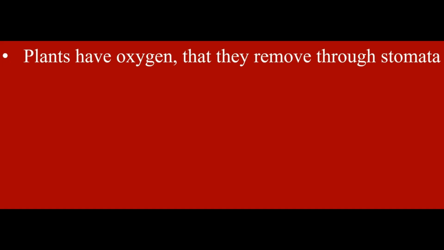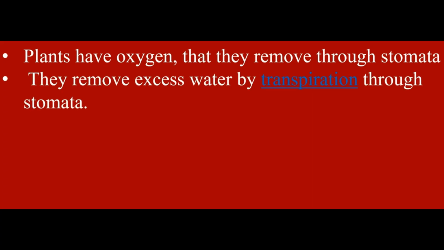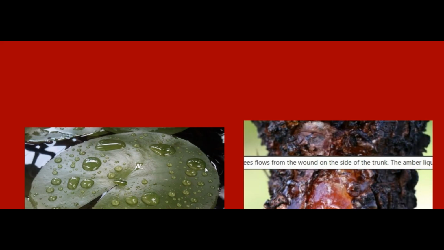Plants have oxygen that they remove through stomata. They remove excess water by transpiration method through the stomata. So you can see here water droplets on the leaves. That is as an effect of transpiration.